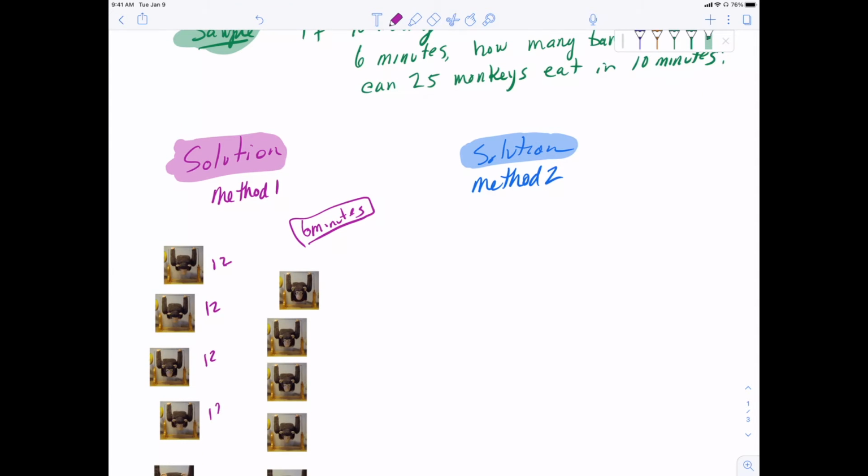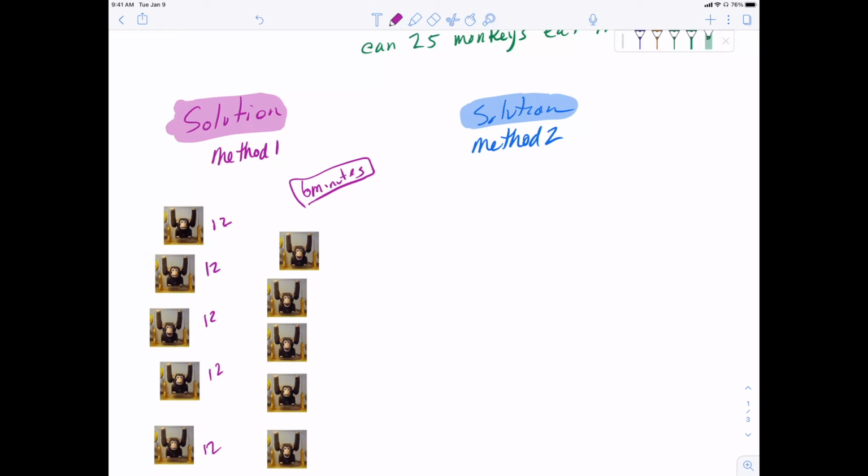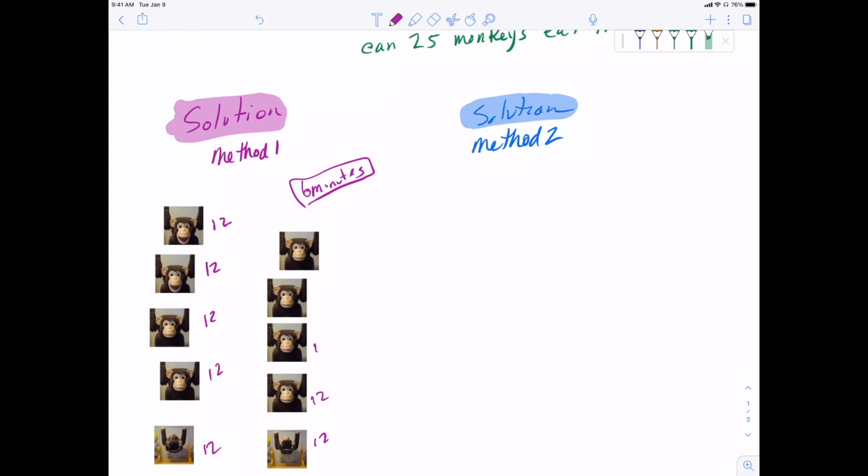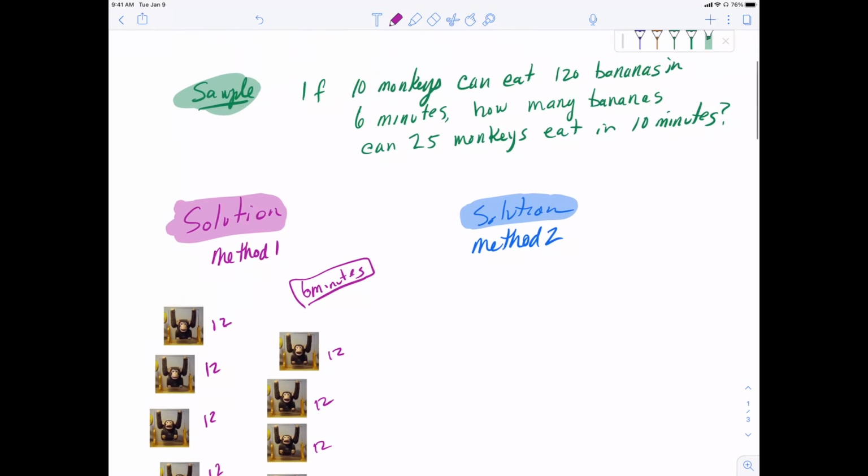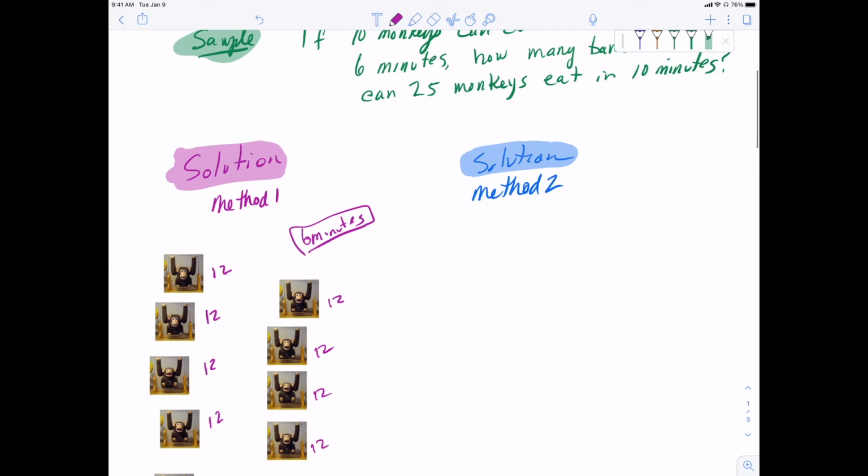If each of these monkeys eats 12 bananas, I can't draw bananas, so I'm just going to write this number, 12. So now all 120, they're all doing their even share. And that's what you're assuming, that this is an average. It's not like one monkey's eating more and one's eating less. In all these problems, it's assumed that they eat the same amount at the same rate. So they're eating 12 bananas in 6 minutes.